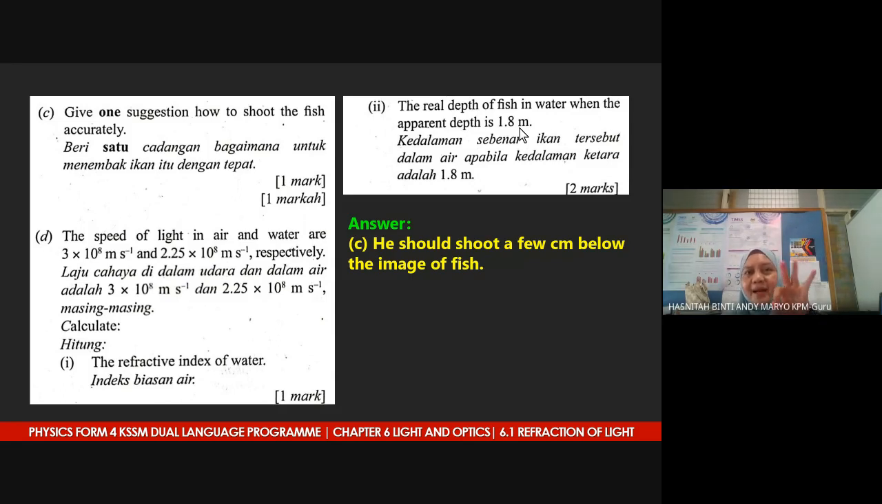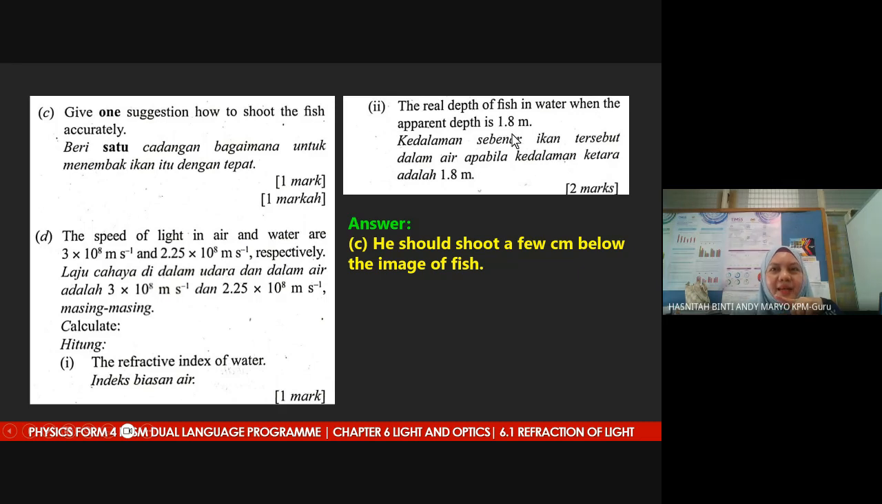Just now I said there are three equations involving refractive index. So the first question, find the refractive index of water. From this information, they give you the speed of light in air and the speed of light in water. How to find refractive index? This one we apply the first formula. N equal to C over V. C is speed of light in air and V is speed of light in medium.